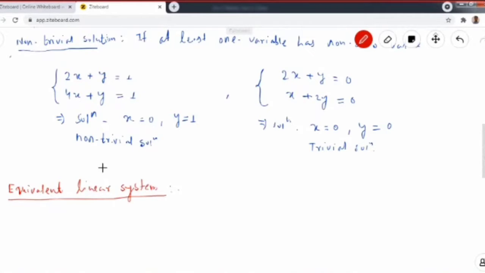So that means every linear system of equations we are writing in matrix form, AX equal to B. So ultimately we are just dealing with matrices.